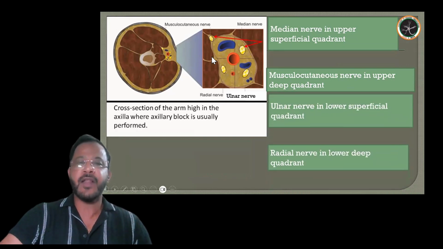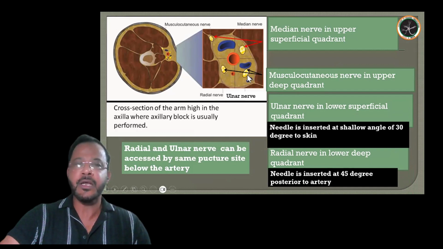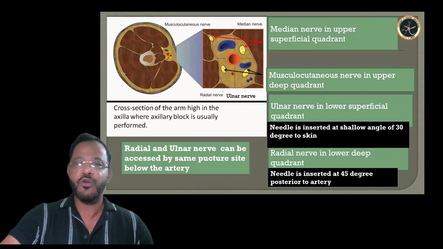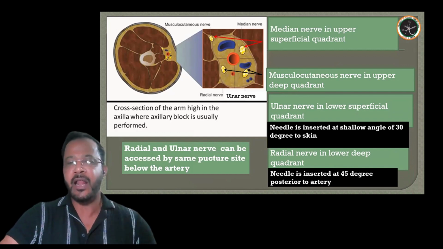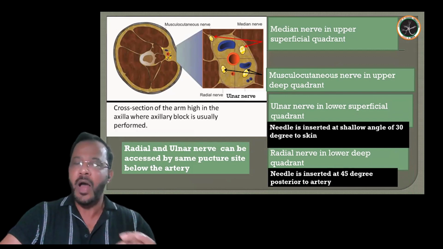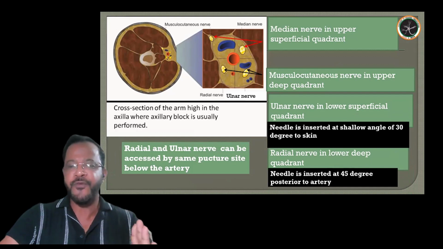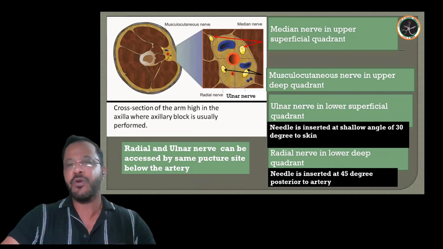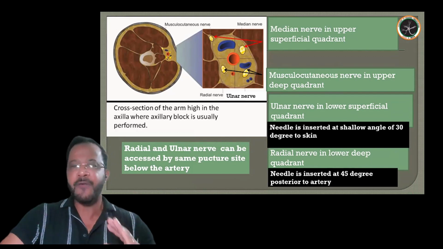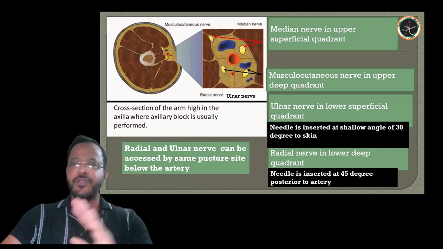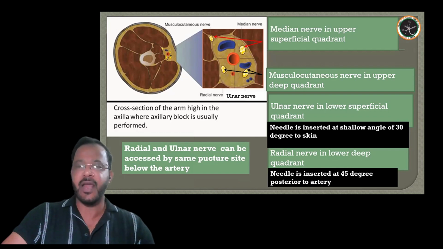Similarly, the ulnar nerve lies in the lower superficial quadrant, and the radial nerve lies in the lower deep quadrant. And you can approach both the radial and ulnar nerve by the same puncture site below the artery. You can put the needle at a shallow angle of 30 degrees to the skin to approach the ulnar nerve, and the same needle you can insert at around 45 degrees posterior to the artery, and you can approach the radial nerve. So you have to remember this topographic arrangement of the four nerves relative to the axillary artery.